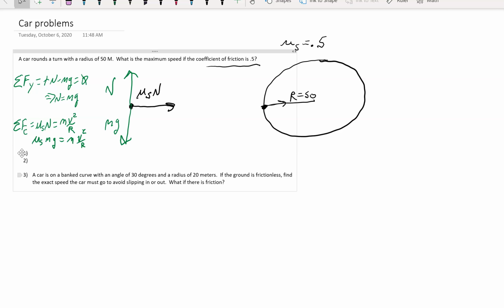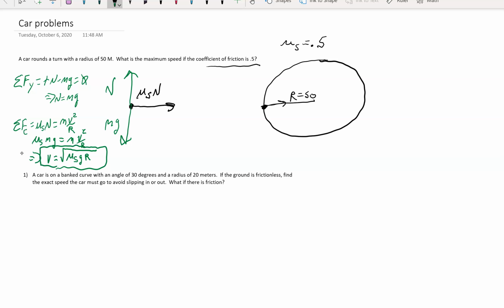Sorry, let me just get rid of this. We don't need to know what the mass is because it'll cancel. And you end up with v equals the square root of mu static times g times r. Boom. So relatively straightforward. I only had one force pointing in the centripetal direction.